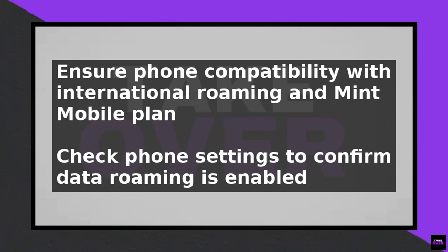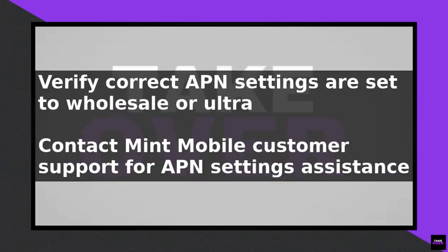Next, verify that your phone has the correct APN settings. The Mint Mobile APN settings should be set to wholesale or ultra. If you are unsure of how to do this, you can contact Mint Mobile customer support for assistance.